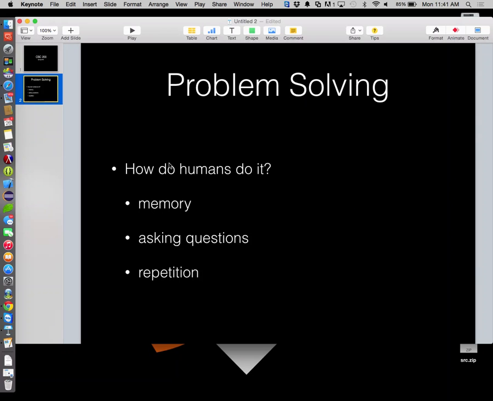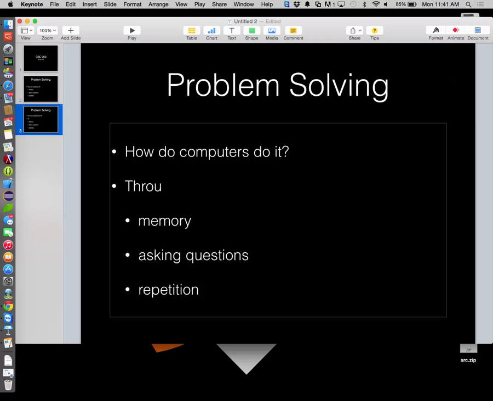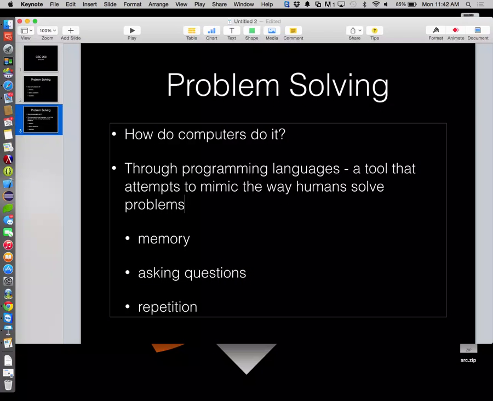All right, so now I'm going to copy that slide. We're going to say, how do computers do it? Through programming languages. Okay, so a programming language is a tool that attempts to mimic the way humans solve problems. That's what a programming language is. It takes into consideration how human beings solve problems, and it says, okay, here's some tools that we think you could use while you're writing your programs that will allow you to solve problems in a hopefully similar manner to how you solve problems in real life. Okay?